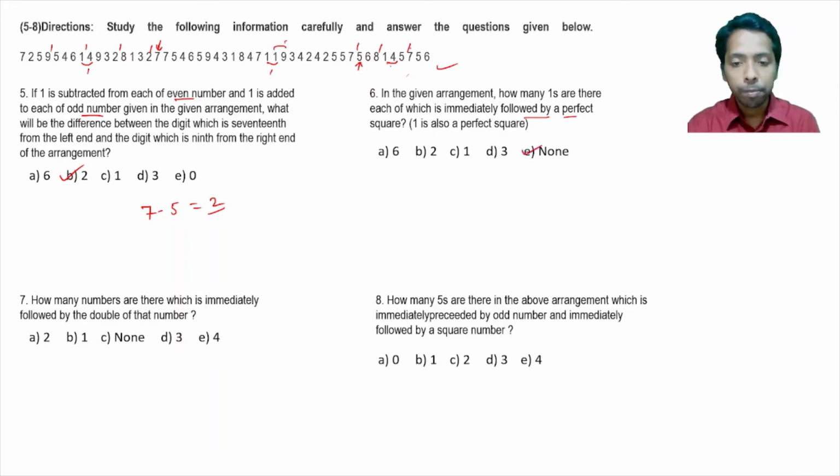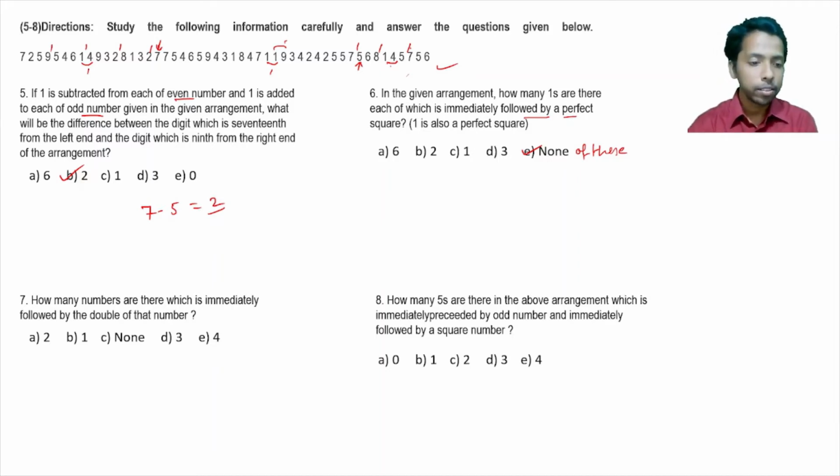So option E, none. None means here is some confusion may arise again. That means none of these. Okay, so total how many ones are there, each of which immediately followed by a perfect square? That is 4. All right. I hope you understood this.